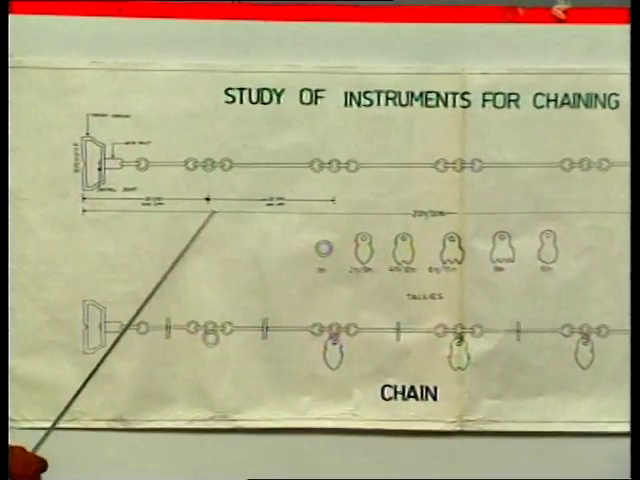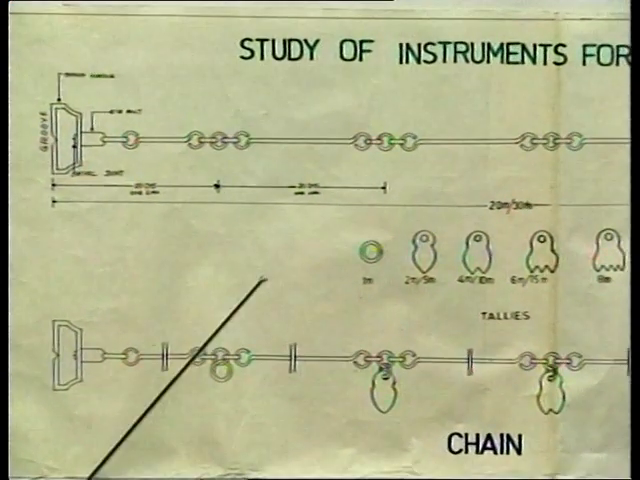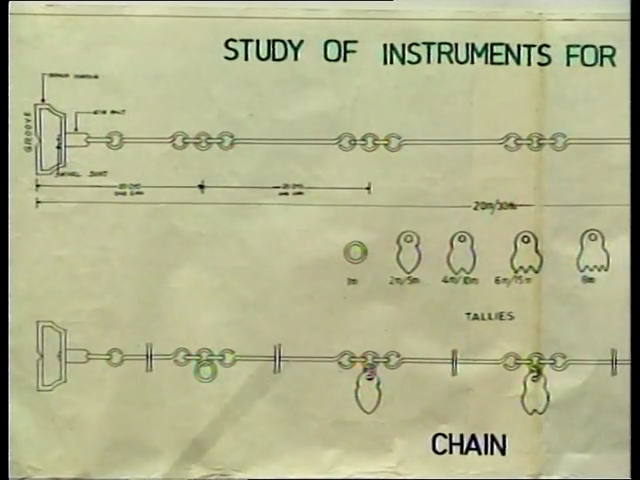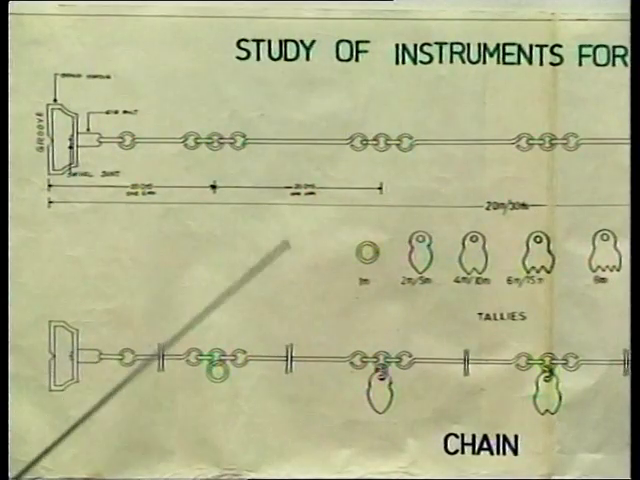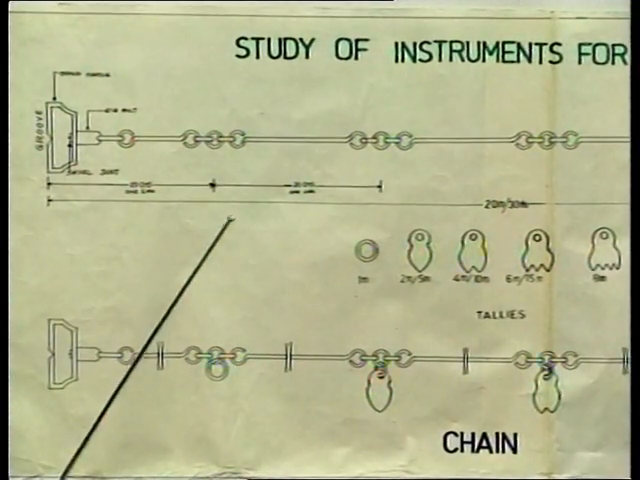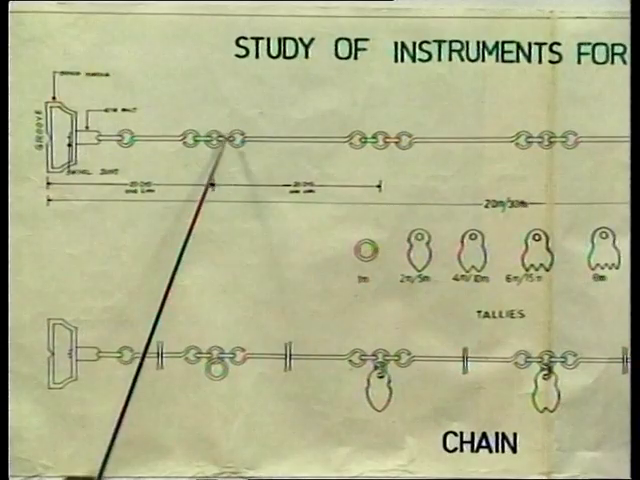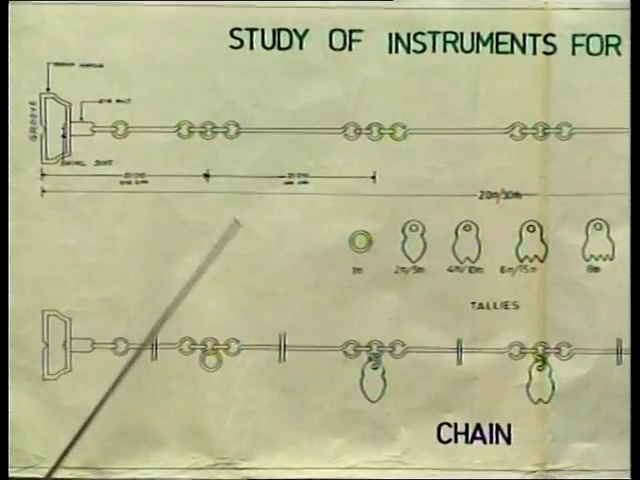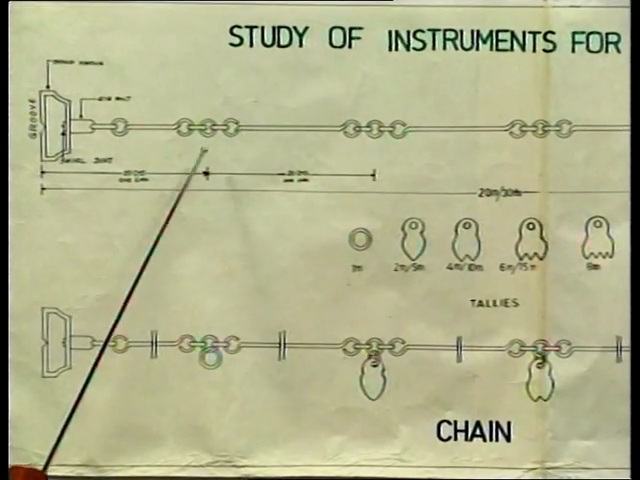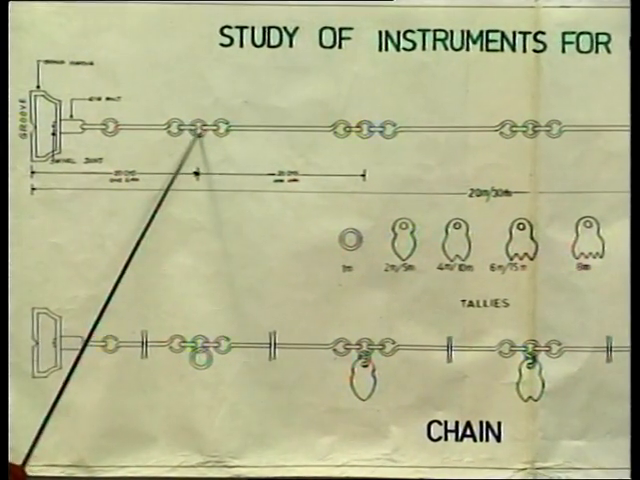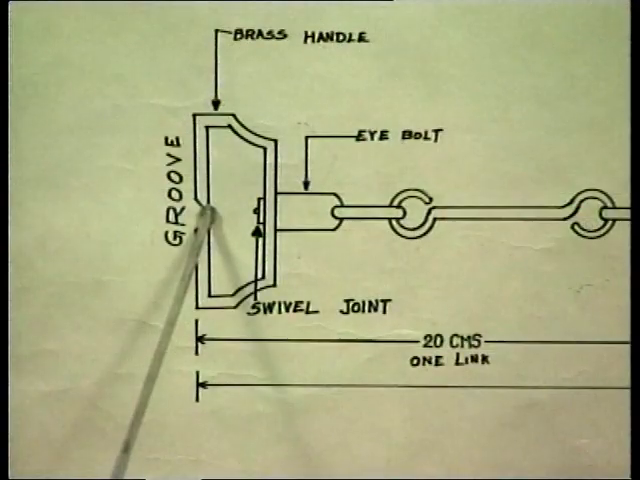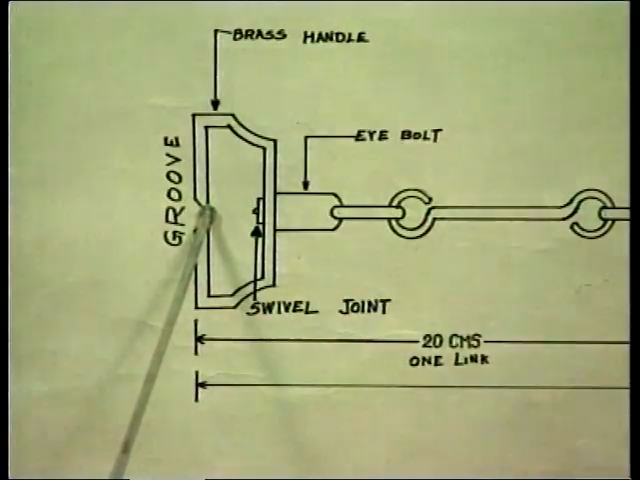Study of chain. Here the figure shows the metric chain, which may be 20 meters or 30 meters. Normally this chain is made of 4 mm galvanized material, rounded at the ends of each link, and each link is connected with rings, and again this ring is connected to a middle ring. This is the brass handle at the edge of the chain, and it is a swivel joint.